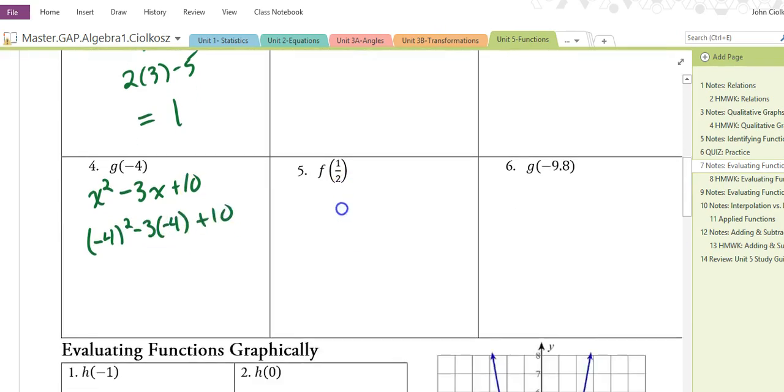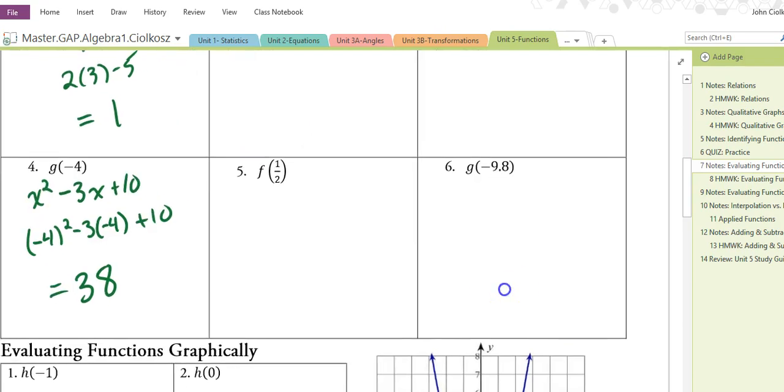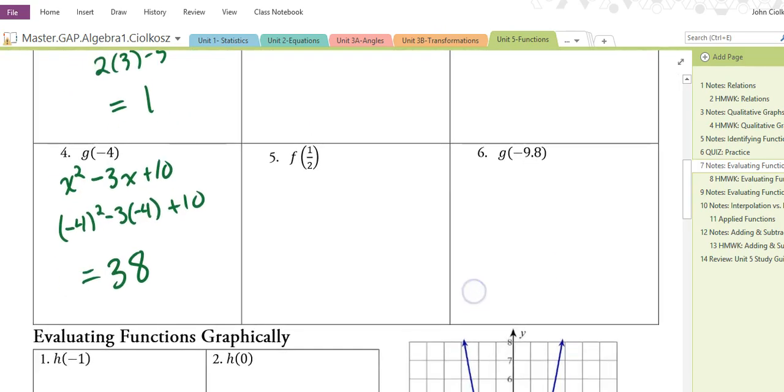At this point, it's typing in the calculator. So this would be, let's see, 16 plus 12. Here we should get 38. Let me just check that real quick. Yep, we're good to go. Sorry, my calculator batteries are running low. And again, GeoGebra, perfect for this. Type it in just like it looks, spits out your answer.